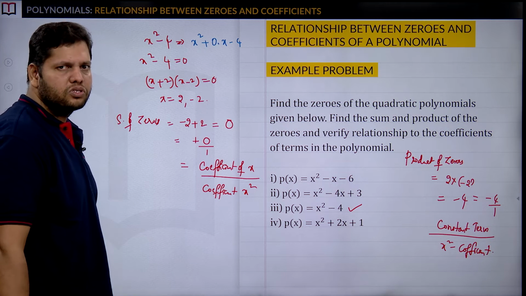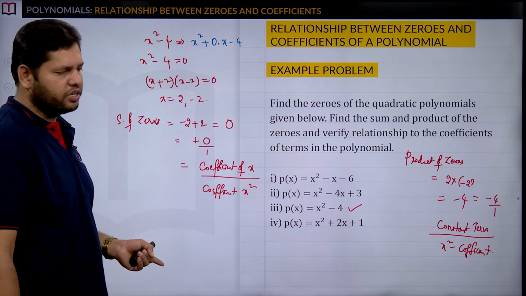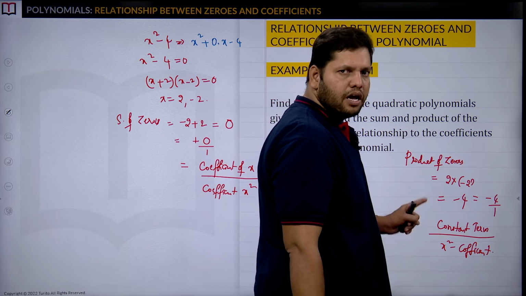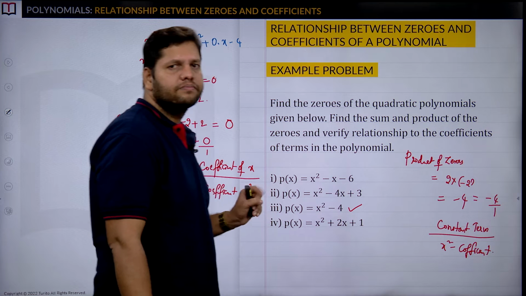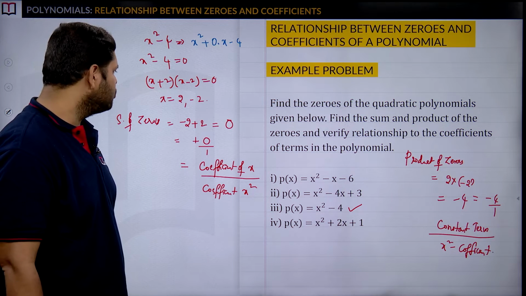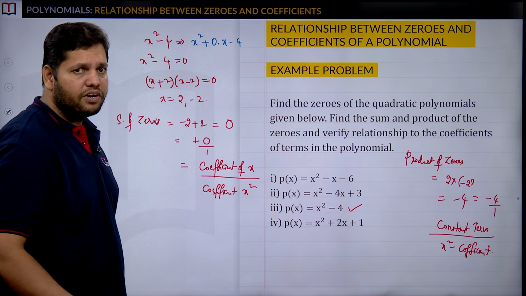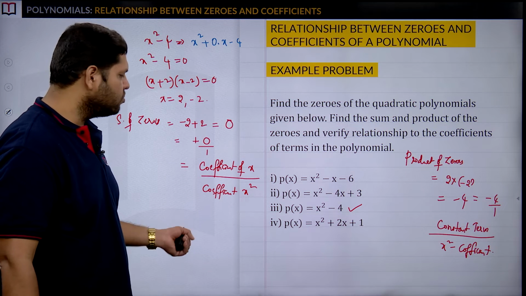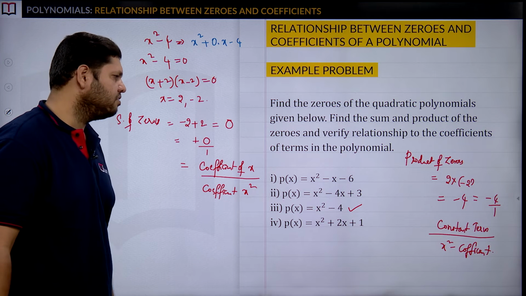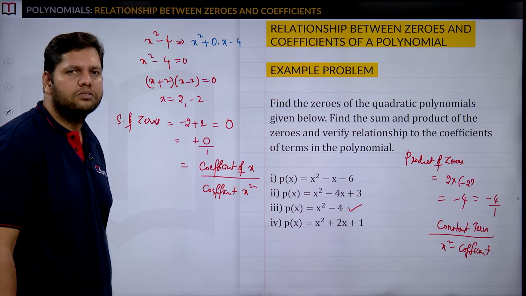So, every time what we are getting, children? The sum of the zeros we are getting by negative of x coefficient by x square coefficient. And the product of the zeros, we are getting constant term by x square coefficient. Okay. Children, look at this solution and see how we are finding the number of zeros and what is the relationship between the number of zeros and coefficients. See children, any doubts up to here? No doubt? Okay, fine children.